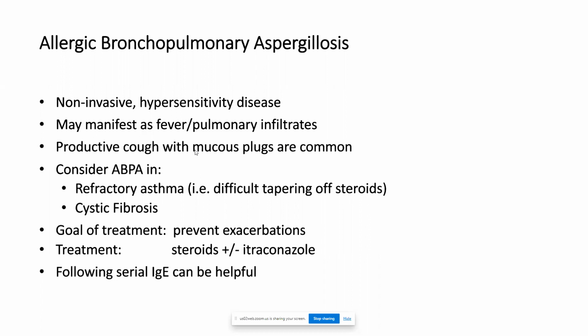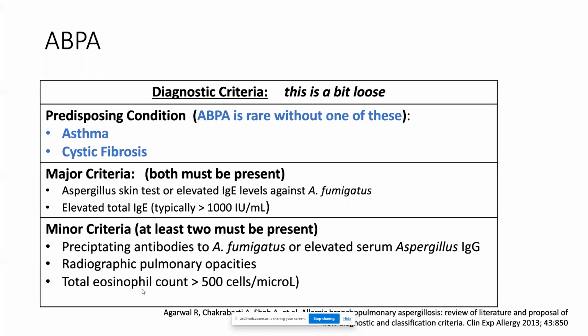And your goal of treatment is really preventing these exacerbations. The key treatment is the steroids plus or minus some itraconazole. But the steroids are the key thing. There's some debate on whether you should follow your serial IgEs or not. But clearly, this is the kind of thing you want to be thinking of and recognize when it's present. It's a tricky diagnostic criteria. I have difficulty memorizing this because I think it's a bit loose in terms of what it takes to make the criteria, but nonetheless, this is what's published in the literature.